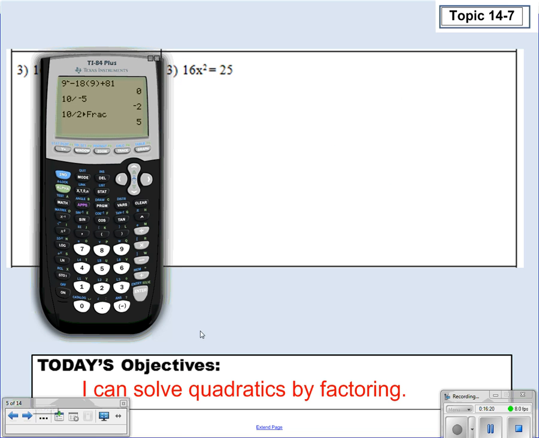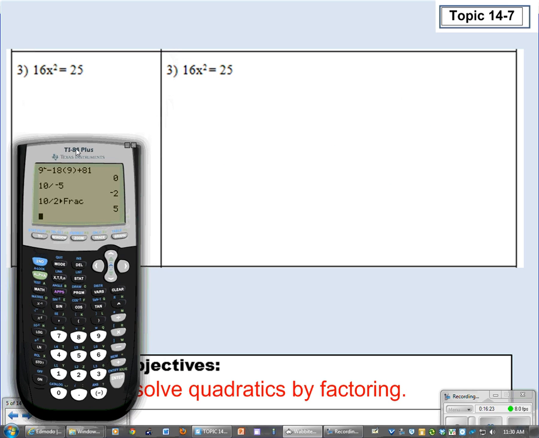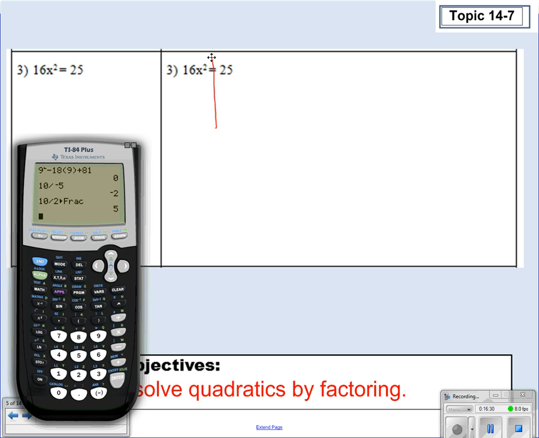Number 3 is 16x squared equals 25. Again, first thing we want is for it to be equal to 0. Let's look at our squared term. It is already positive, so that means it stays where it is, and we're going to move the 25. In moving the 25, we have to subtract 25 from both sides. And so our equation becomes 16x squared minus 25 equal to 0, because on our right-hand side, 25 minus 25 would be 0.